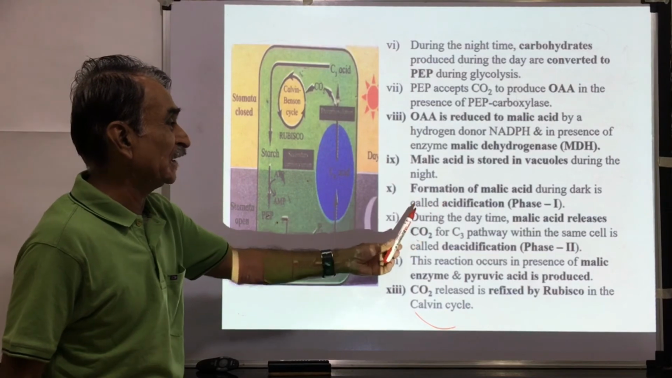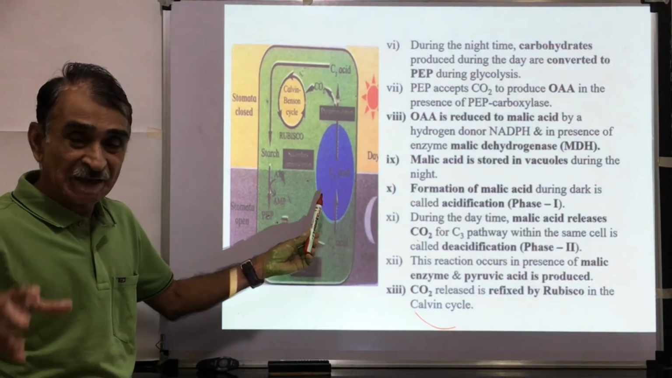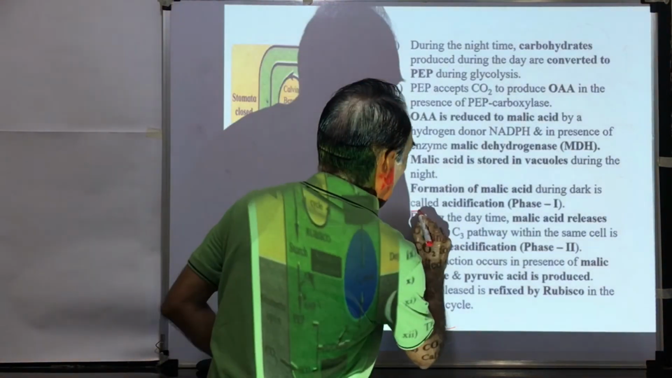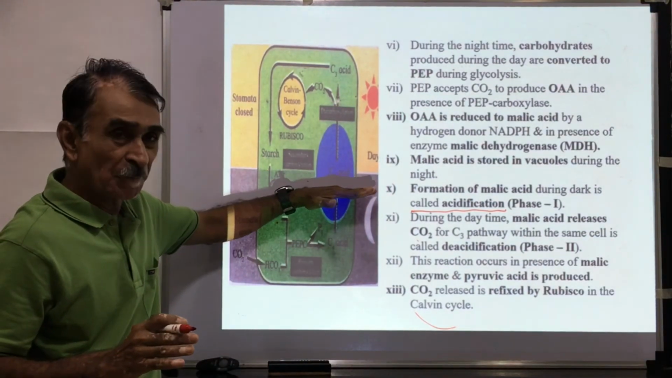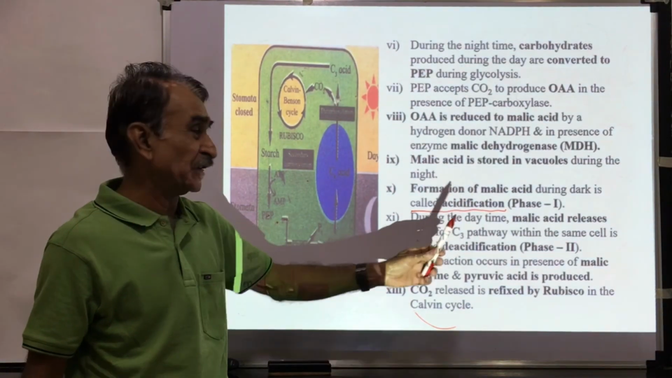Formation of malic acid during the dark. Here malic acid तयार झालं. हे कधी तयार झालं? During the dark hours. This is called as acidification. This is a phase first. Formation of malic acid during the night hours. This is called as acidification.